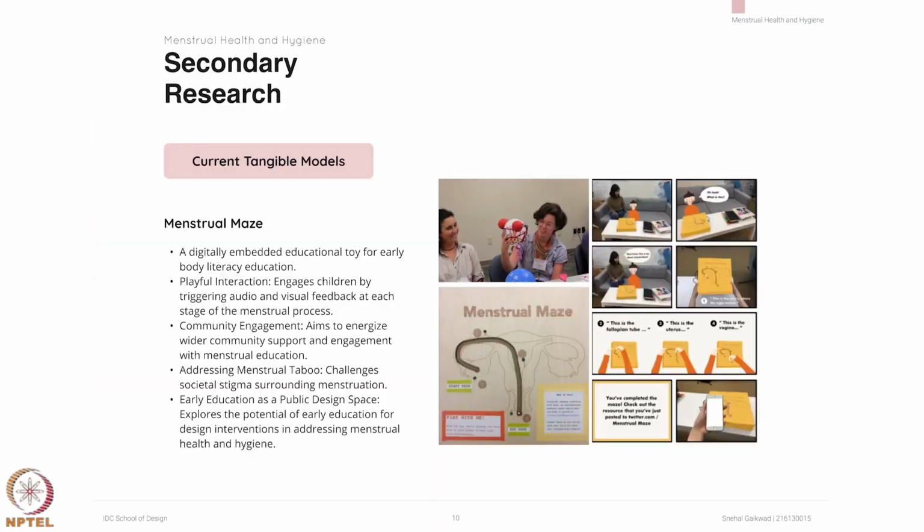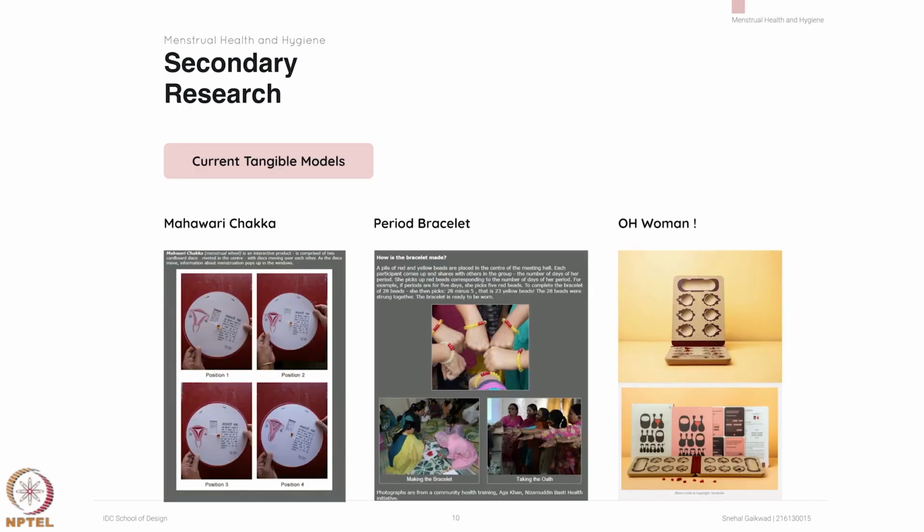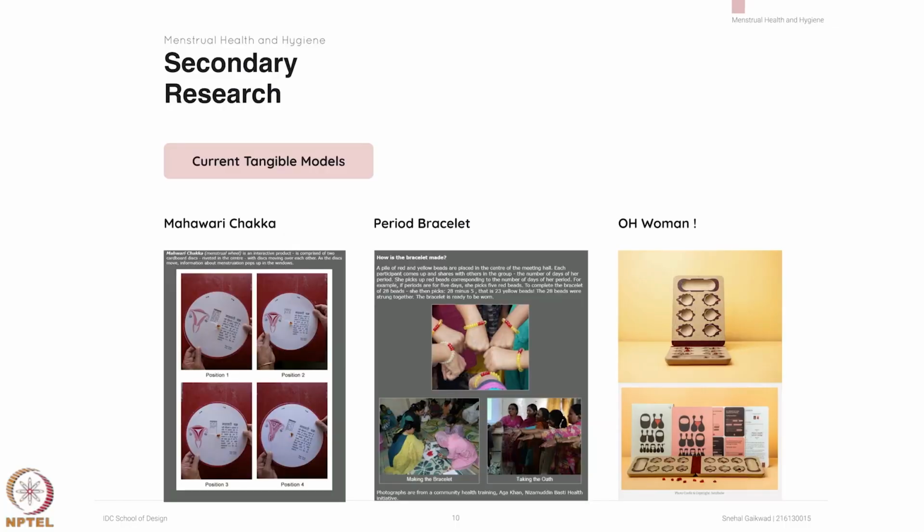So right now there is a Menstrual Maze. It is an interactive board game that 3-4 players play, and they try to get the egg from the ovary to the uterus via the fallopian tube and down through the vagina. Then there is a Mahavari Chakka. This is developed by a group of rural women in Rajasthan. It shows the 30-day cycle of menstruation. Then there is a period bracelet which has 30 beads, and 5 beads are of menstruation.